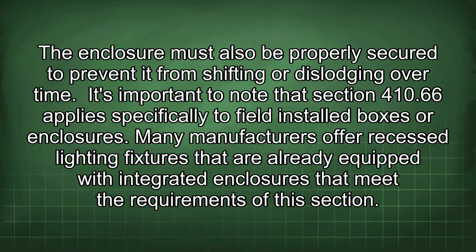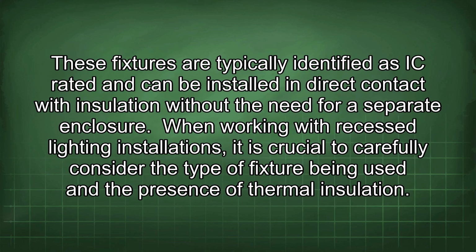It's important to note that Section 410.66 applies specifically to field-installed boxes or enclosures. Many manufacturers offer recessed lighting fixtures that are already equipped with integrated enclosures that meet the requirements of this section. These fixtures are typically identified as IC rated and can be installed in direct contact with insulation without the need for a separate enclosure.